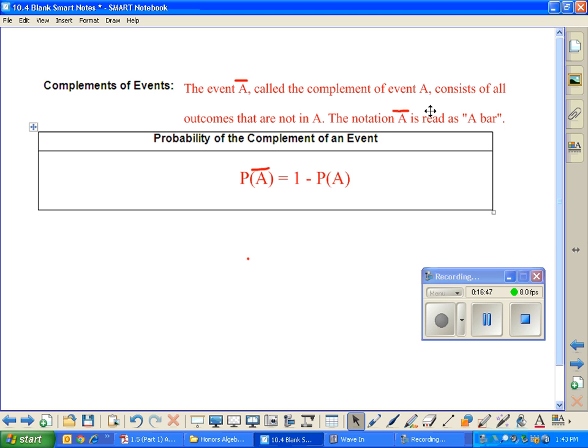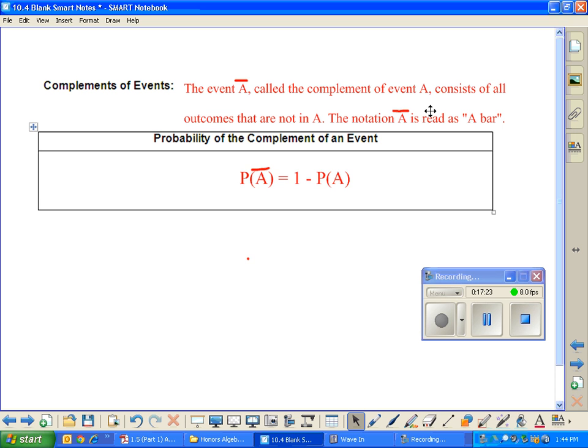Alrighty. We have another vocab word, the complement of an event. The complement of an event A is read as A bar. There's just a bar over that A. The event A bar is called the complement of an event, and it's everything that's not in A. So A is made up of a certain amount of outcomes. The complement of A is everything else that is not in A. So that first thing you're writing there is the definition of the complement.